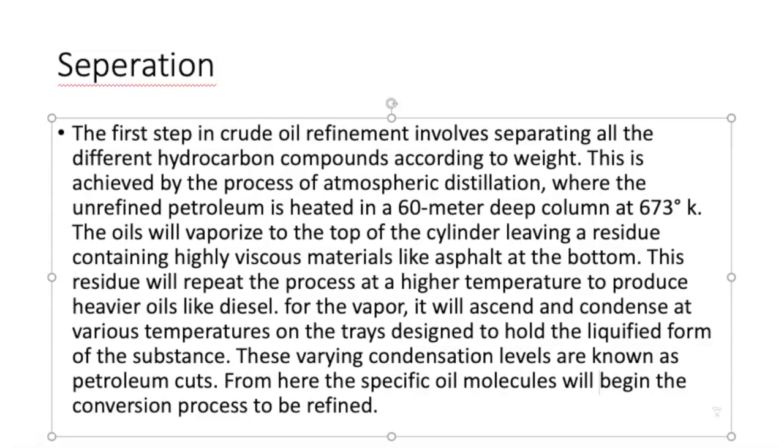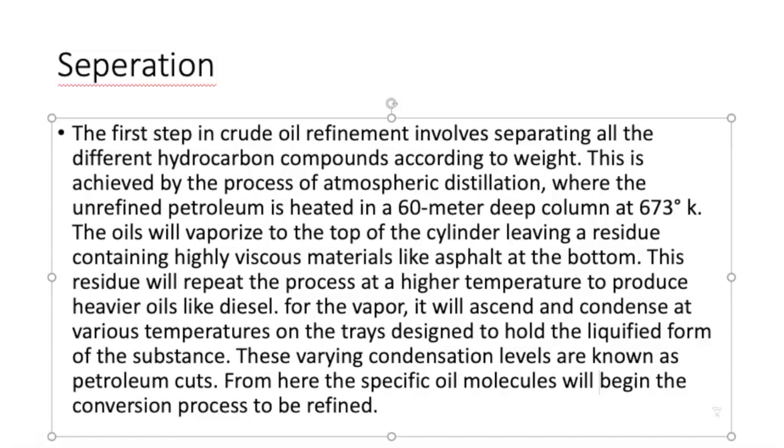The separation process. The first step in crude oil refinement involves separating all the different hydrocarbon compounds according to weight. This is achieved by the process of atmospheric distillation, where the unrefined petroleum is heated in a 60-meter deep column at 673 kelvins. The oils will vaporize to the top of the cylinder, leaving a residue containing highly viscous materials like asphalt at the bottom.